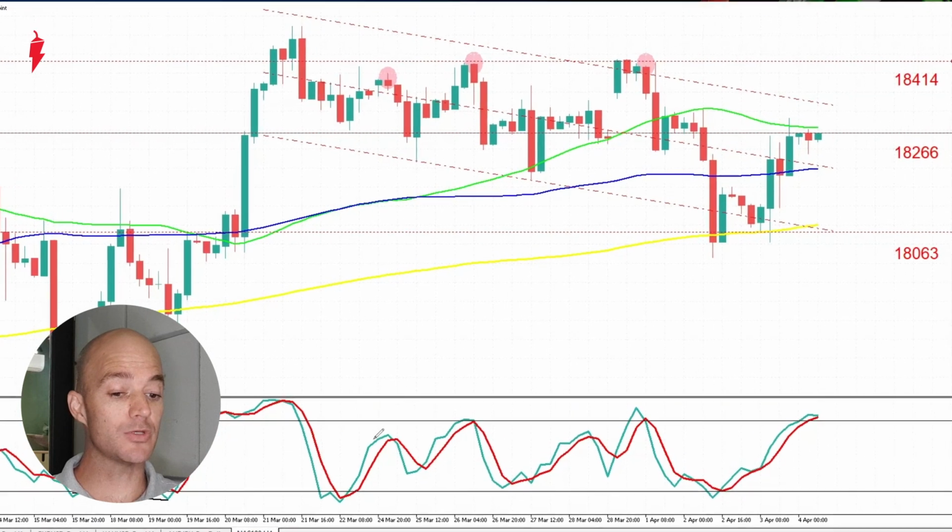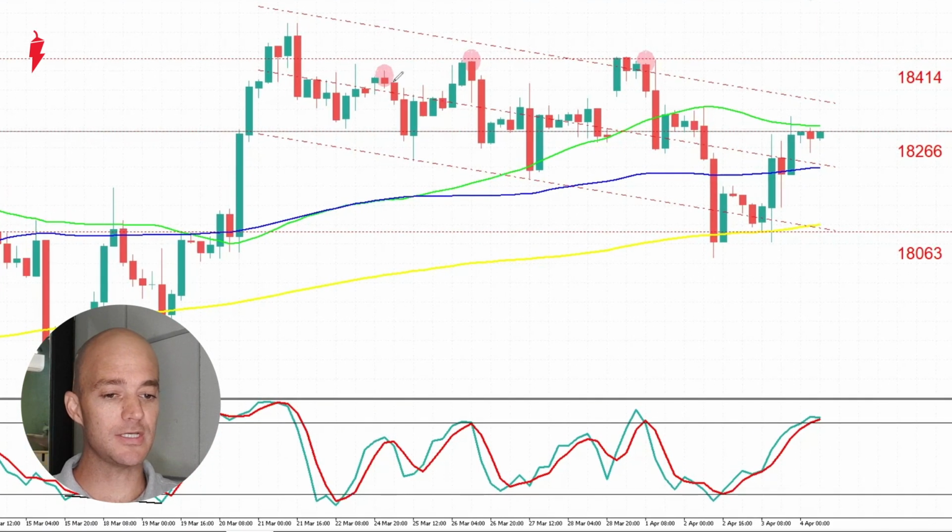So in this case we're using stochastic, and as you can see here in the pink circles, usually when the stochastic main and signal line cross and we're above the middle line of the channel, we have some very decent moves to the downside. Here's another example where we're fairly close to the upper trend line of our channel, stochastic main and signal line crossed, and again we had this very nice move to the downside.